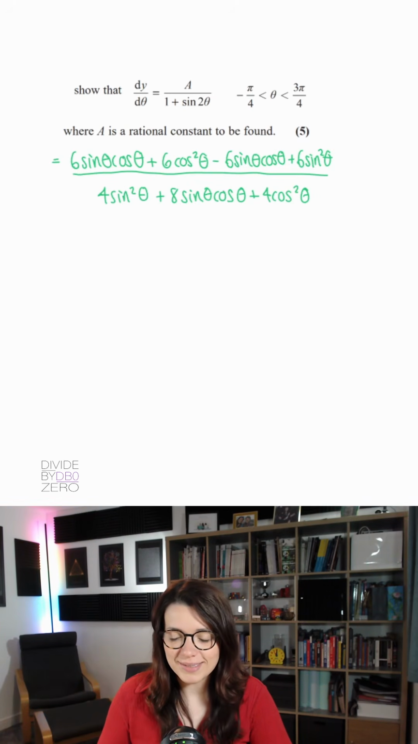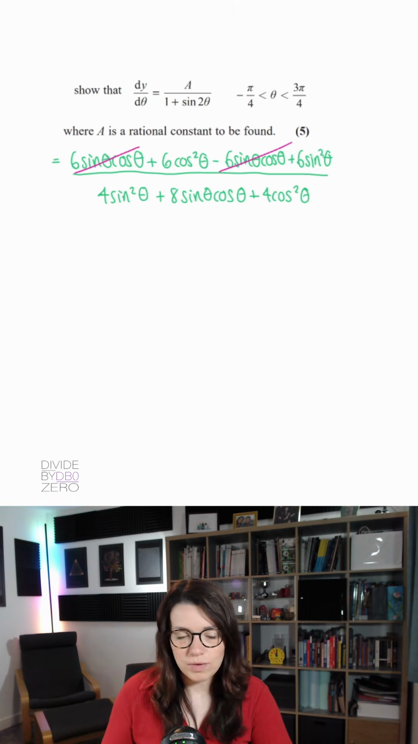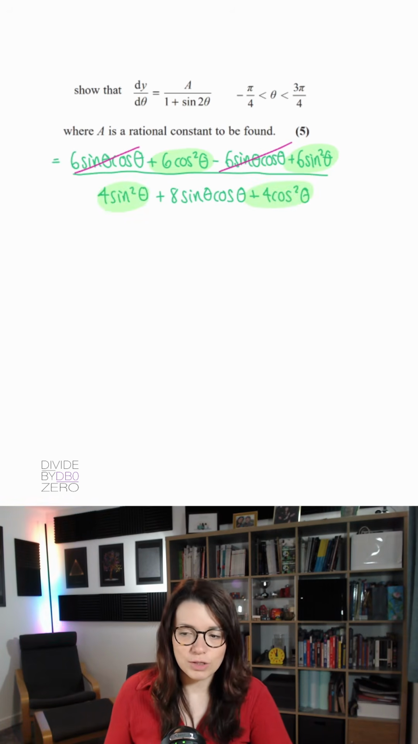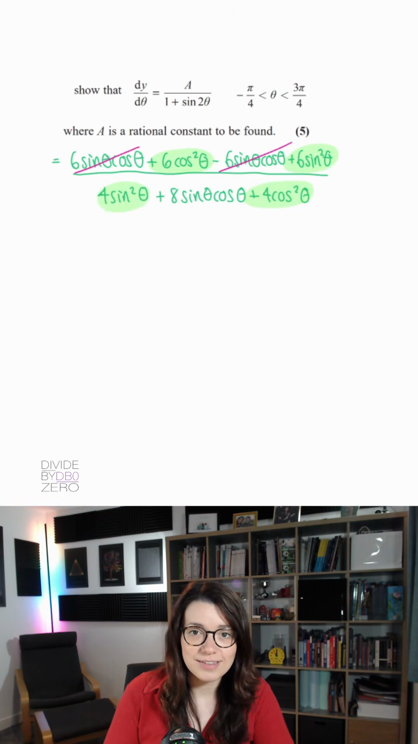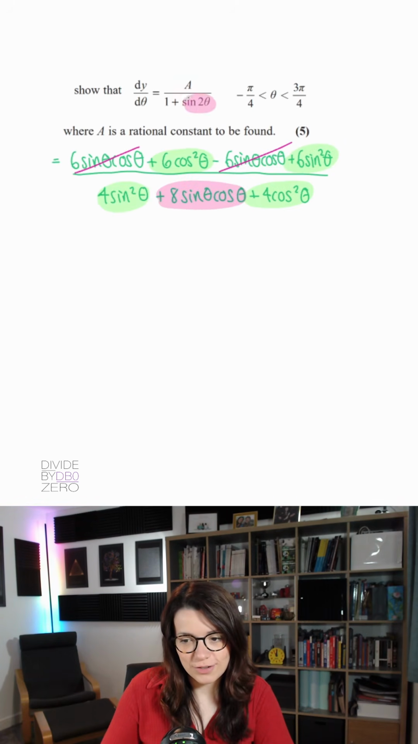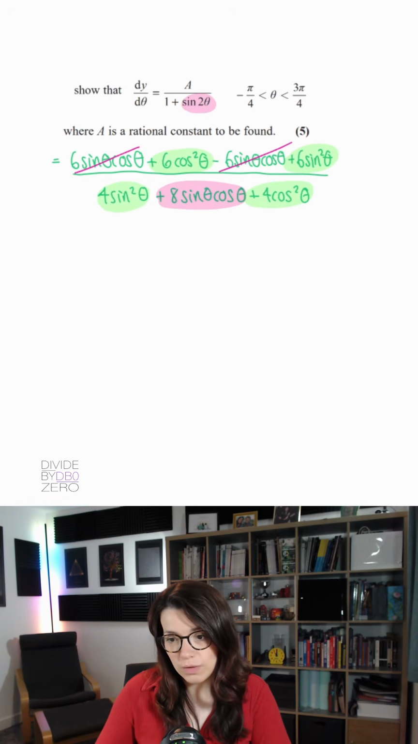So straight away we can see we can cancel the 6 sine theta cos theta here. And then we've got 6 cos squared theta plus 6 sine squared theta on the numerator and 4 sine squared theta plus 4 cos squared theta on the denominator. So it looks like we can use the identity there, sine squared plus cos squared equals 1. Also, 8 sine theta cos theta is where the sine 2 theta is going to come from, because that's a multiple of the sine 2 theta identity. Let's show all of this in the next step.